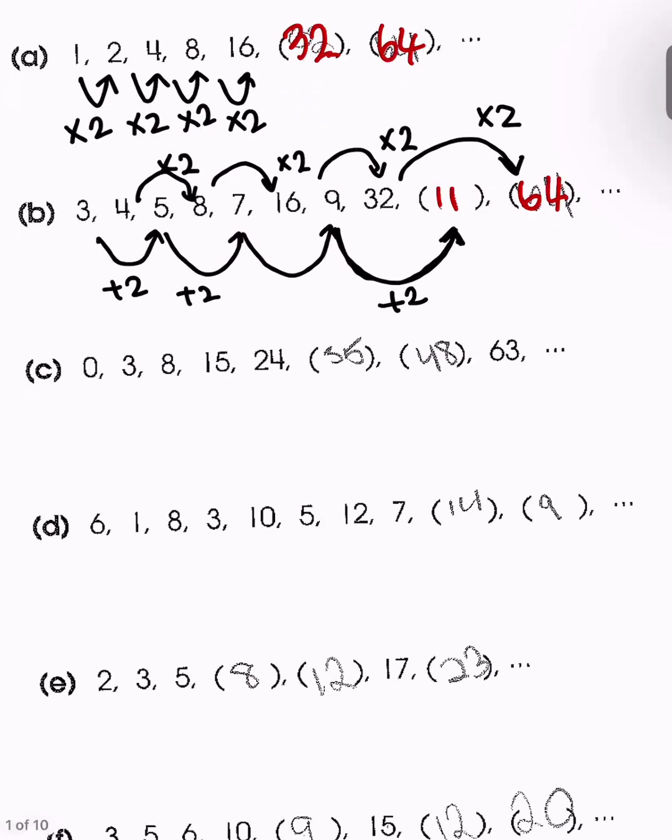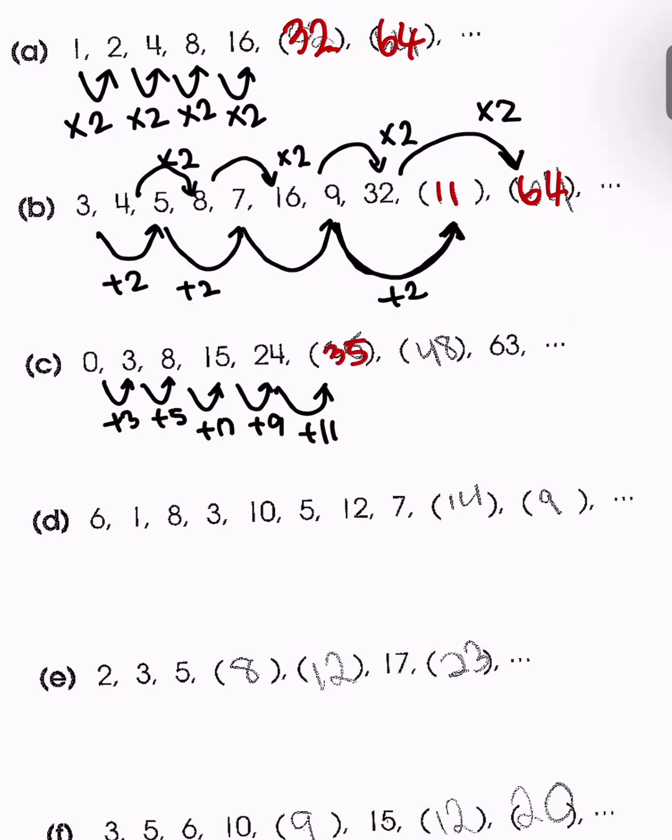Then for C, we have 0, 3, 8, 15. And so we're adding 3, then we added 5, added 7, added 9, and so the number that we're adding increases by 2. So the next one we're going to add 11, so that's going to give us 35. Then we're going to add 13, so it's going to give us 48. And then we add 15, which does give us 63.